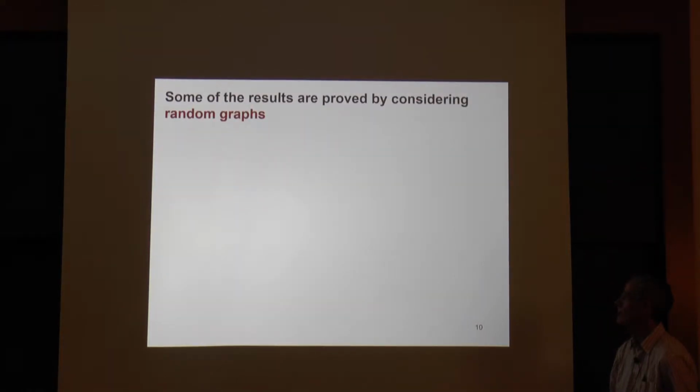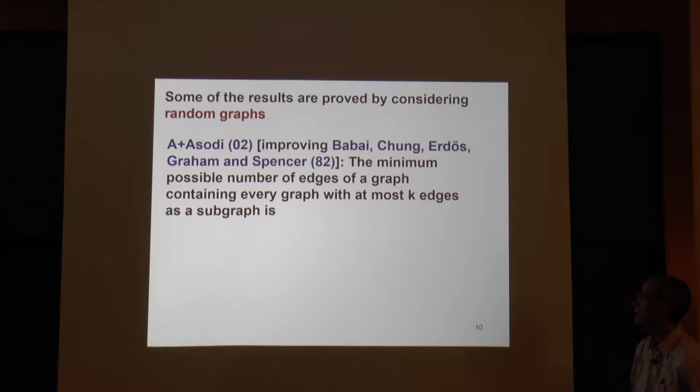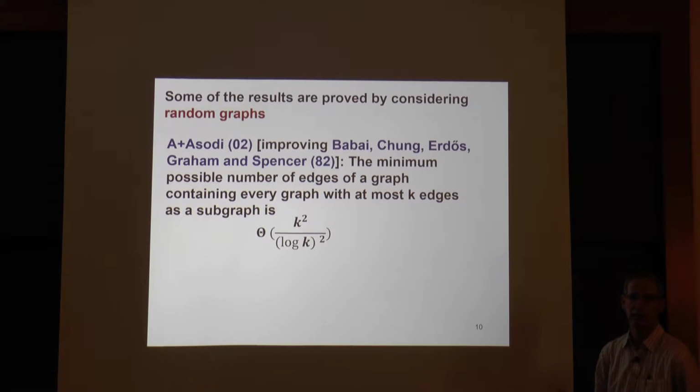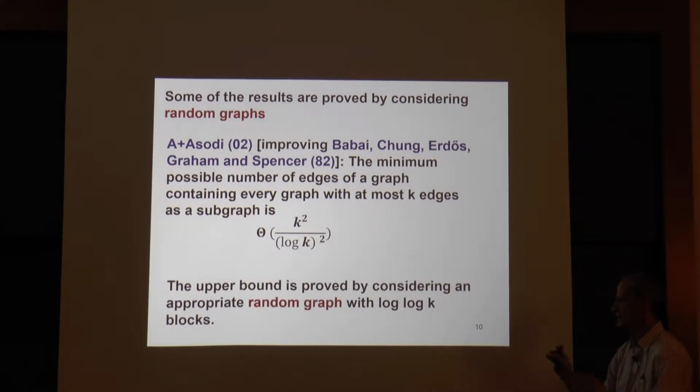Okay, and here I just want to give one example where the upper bound of the construction that we know is probabilistic. So this is the thing about the minimum possible number of edges in a graph containing every graph with at most k edges, right? So all the graphs with at most k edges on any number of vertices. So this minimum is, up to a constant, k squared over log squared k, and I'll not really show it, but let me just say that the upper bound is proved by considering certain random graphs with log k blocks. So you have many blocks, and you have to specify for each block what is the size of it, how many vertices it has, and what is the density with which you take edges between every pair of blocks. And if you choose the parameters right, then it can be shown.